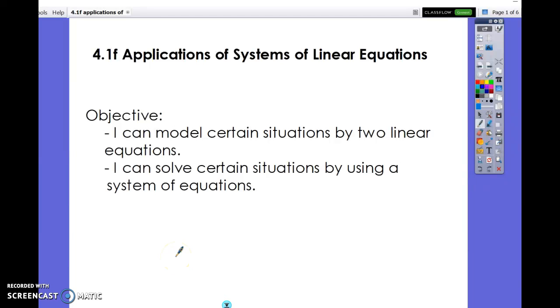4.1F is about applications of systems of linear equations. So we're going to take our three methods, solving by graphing, elimination, and substitution, and we are going to use them to solve word problems. So two things we've done before this year, we're just going to smush them together.